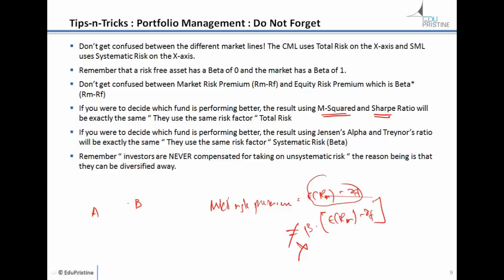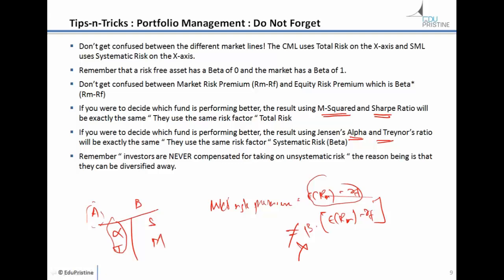Similarly, if I were to use Jensen's alpha and the Treynor ratio, then both these results must give me the same fund. Let's say if Jensen's alpha says that fund A is better compared to fund B, then Treynor ratio should also suggest the same. If they again suggest two different or contradicting things, that means the calculations have been done incorrectly. So basically, Jensen's alpha and Treynor ratio are in one group, whereas Sharpe ratio and M squared returns are in another group.